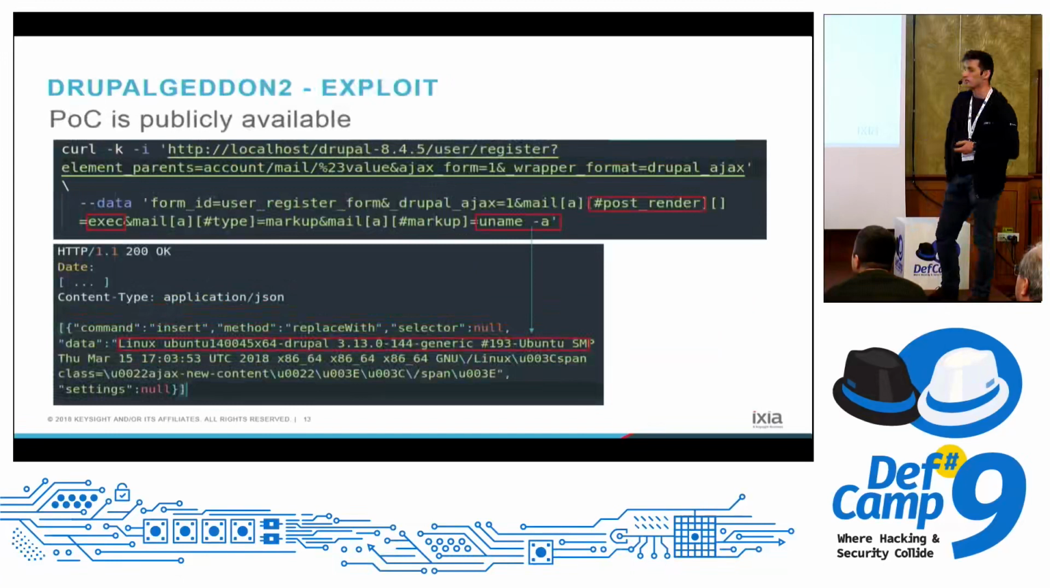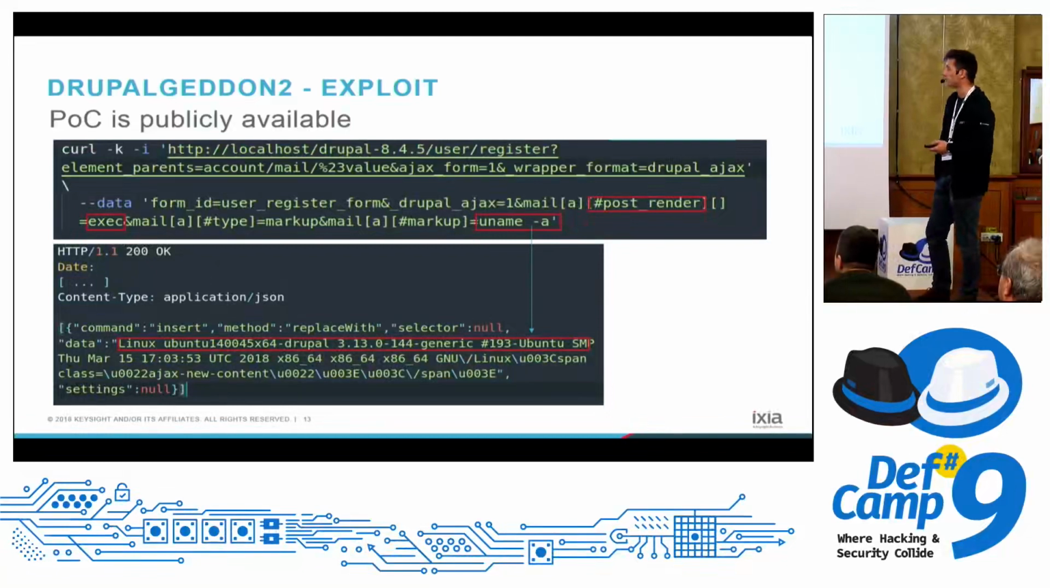Okay, with this in mind, how does the actual exploit look like? Well, it's pretty simple. You just have to specify the post-render property. Then we will specify PHP functions, in this case exec, alongside the Linux command that we want to execute. And lo and behold, the vulnerable server will respond with the output of the Linux command. Pretty neat, right?